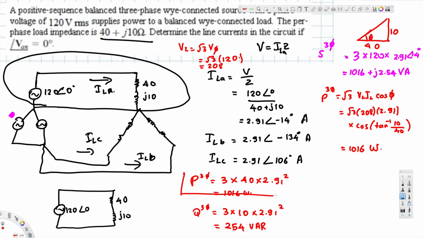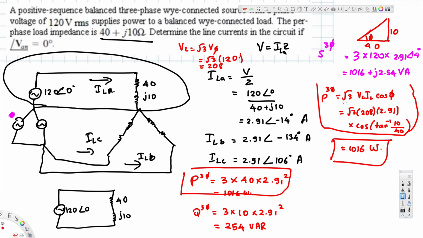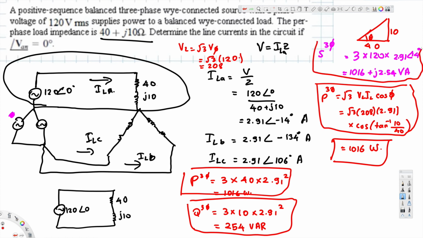This is similar to this one. Okay, this is shorter method. This is longer method. And this is total reactive power. And this one is the total three-phase power delivered by the source. And that's how we do this kind of problems.